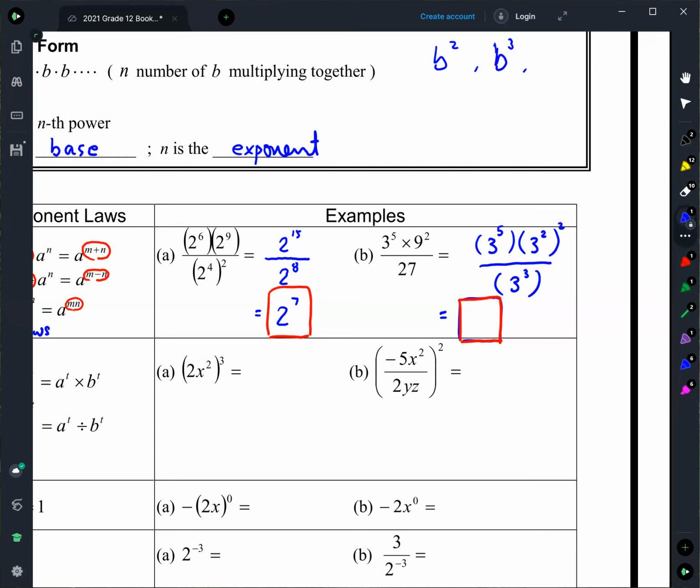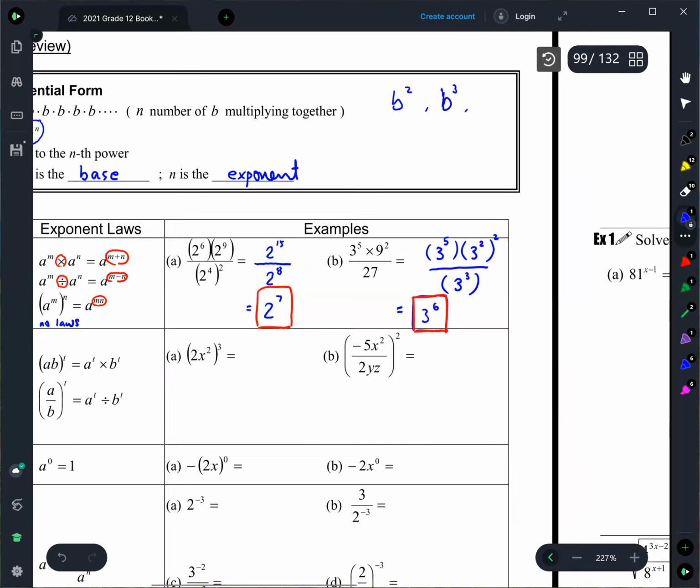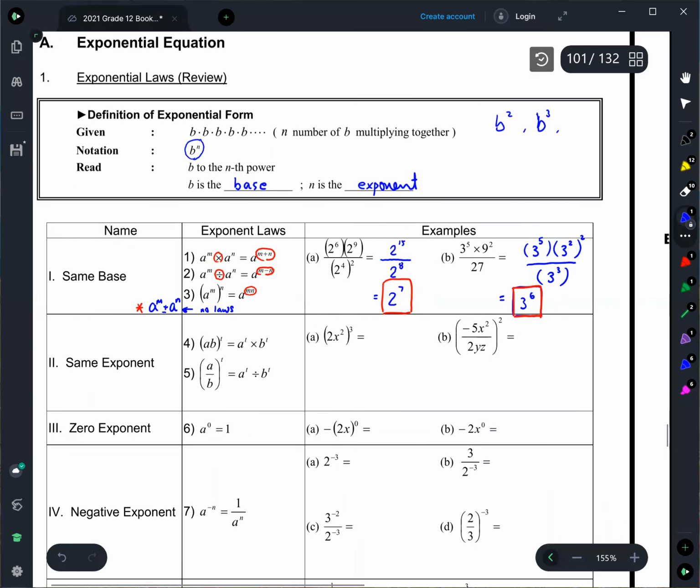Okay, Nick, what's your final answer for this one? Is my mic working right now? Yep, it's working now. 3 to the 6th. Very good. 3 to the 6. Okay, does anyone have questions how we got 3 to the 6? Please raise your hand if you got 3 to the 6.